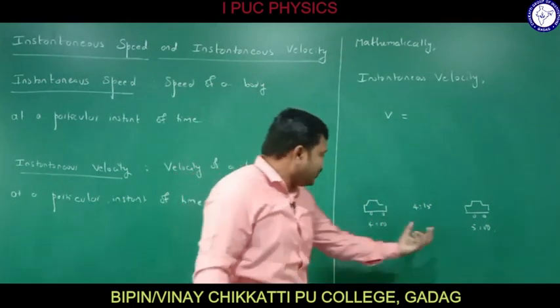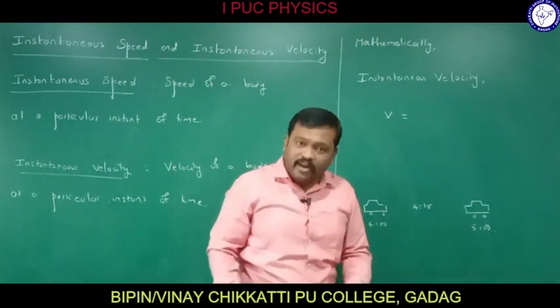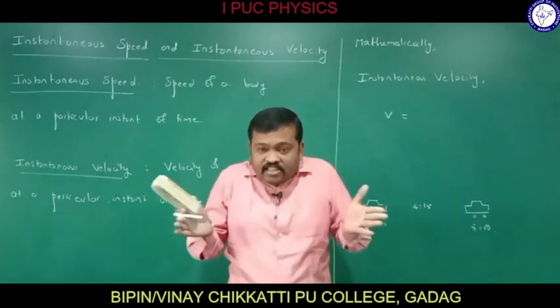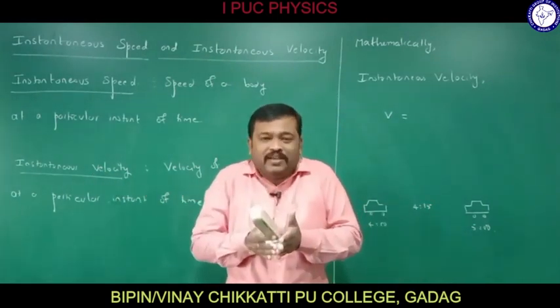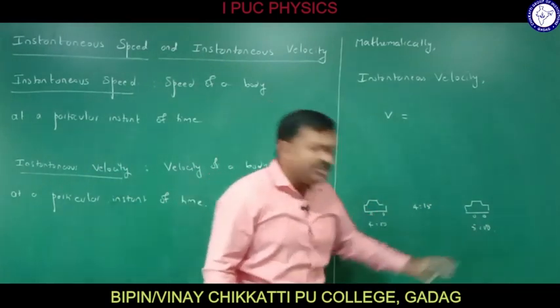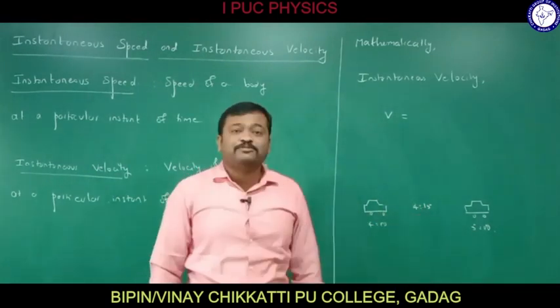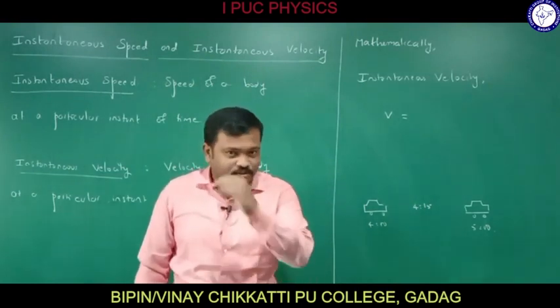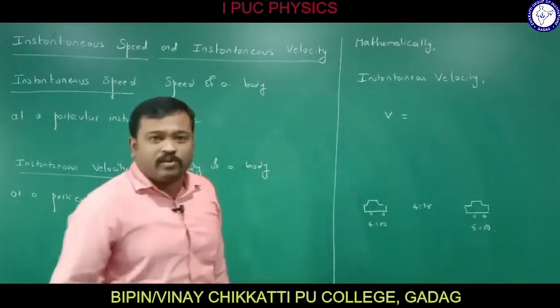What is the difference between 4 o'clock and 5 o'clock? 1 hour. If I ask at a particular time, the interval is reducing to 0. If I speak about an interval, it is about average. At a particular time, it is instantaneous. Shall I write the formula for that now? Let us check it out. What is the formula for instantaneous velocity?